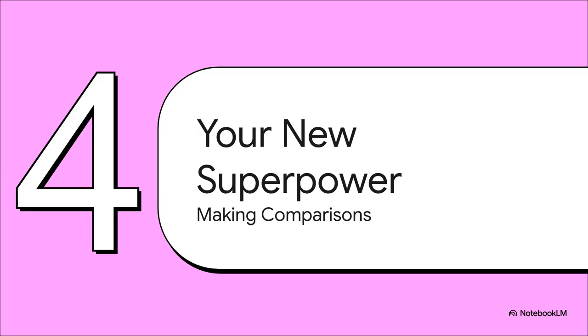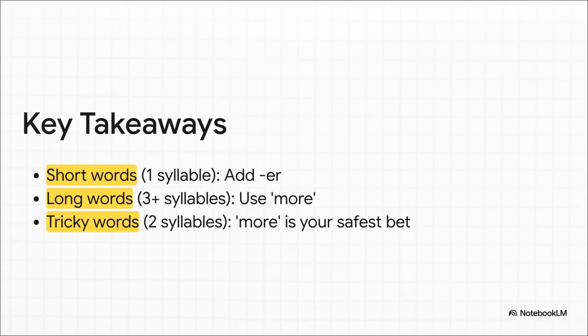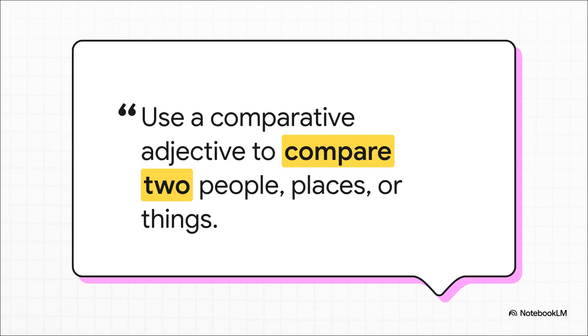So let's do a super quick recap of the essentials. Here's everything you need to remember, boiled down. For short, 1-syllable words, just add -er. For long words, 3 syllables or more, use more. And for those tricky 2-syllable words in the middle, if you're ever in doubt, more is always your safe bet. So, the next time you're debating if a movie is better, a car is faster, or an idea is more interesting, you'll know that you have the right words.